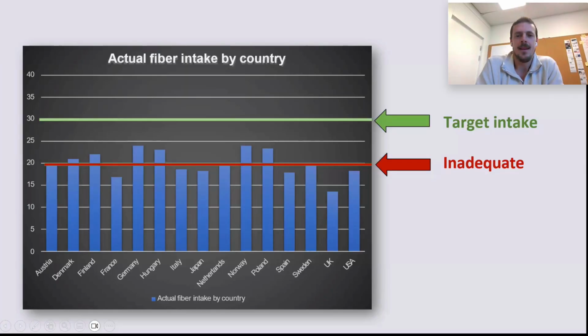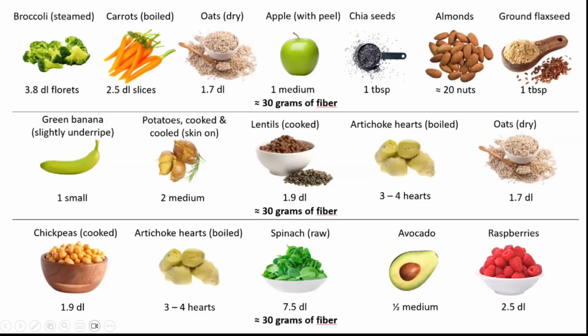In your diet, if we go to the next slide, 30 grams of fiber looks like this. So here you have suggestions on 3 days. And if you're on your mobile phone, it can be hard to read, but it's about 4 deciliters of broccoli, 2.5 deciliters of carrot, 1.7 deciliters of dry oats that you then can make into oatmeal, for example. A medium apple, a tablespoon of chia seeds, 20 almonds, and 1 tablespoon of ground flax seeds. That is, for example, what you need in one day.